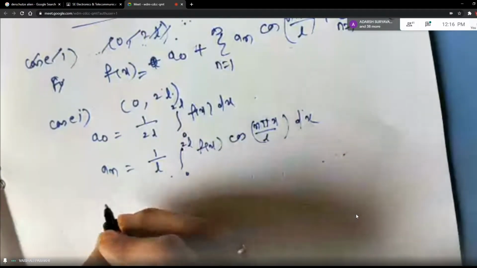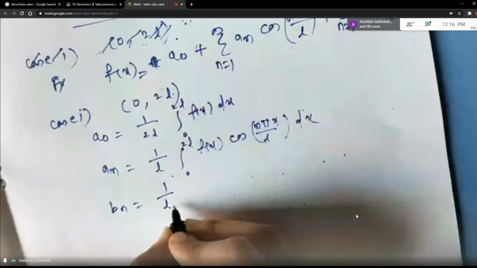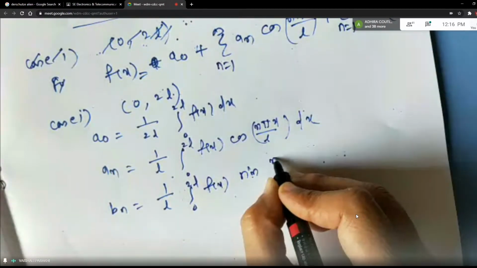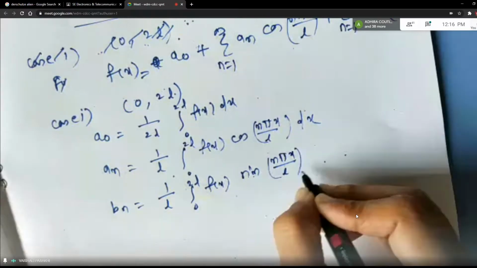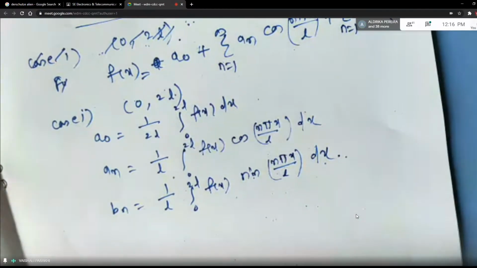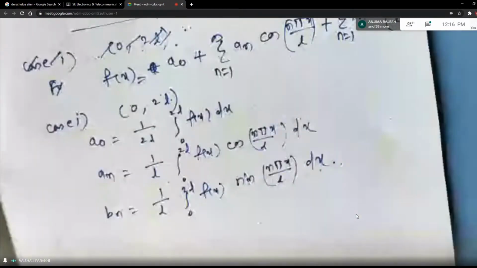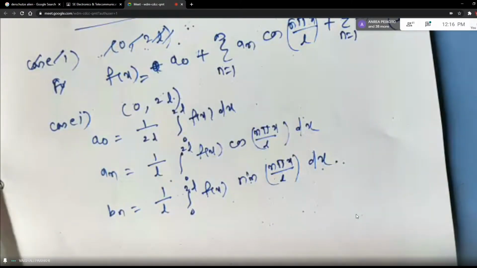Okay. Then the formula for Bn is 1 by L, 0 to 2L, f of x sin of n pi x by L dx. So this is the set of formulas for A naught, An and Bn for the interval 0 to 2L. Okay.